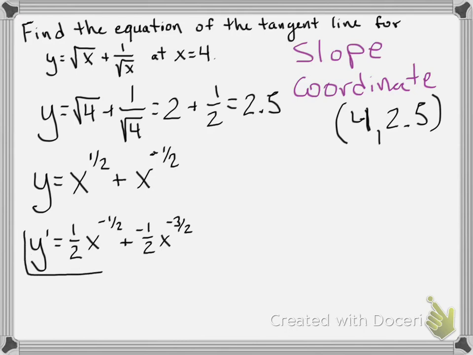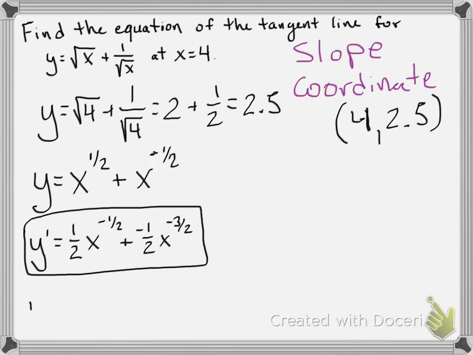Don't bother rewriting it as square roots anymore. In fact, anytime you see square roots pretty much forever in this class, you're going to want to write it as exponents and leave your answer as exponents. Don't go back to radicals. And so we have y prime, our derivative, is equal to 1/2 x to the negative 1/2 plus negative 1/2 x to the negative 3/2. But we're not done. That's just the derivative. We need to get the slope at a specific point. In this case, we need the slope at x is equal to 4.